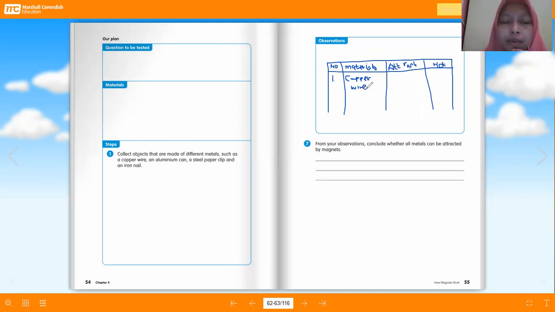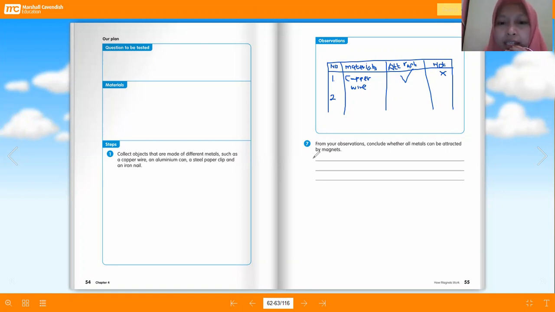If you say copper wire, how do you answer it? Please observe first. Take your magnet and bring it near the copper wire, didekatkan. Does it attract or not? If from your observation it attracts, you can tick. If it does not, you can mark a cross. Like that. You can continue based on how many materials you observe.